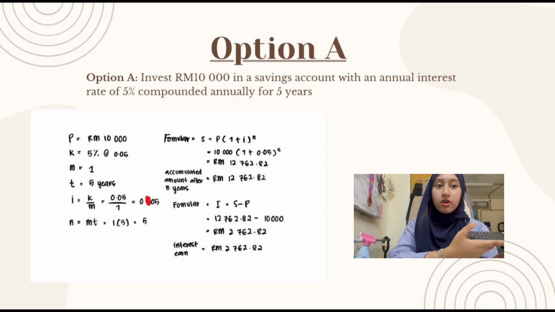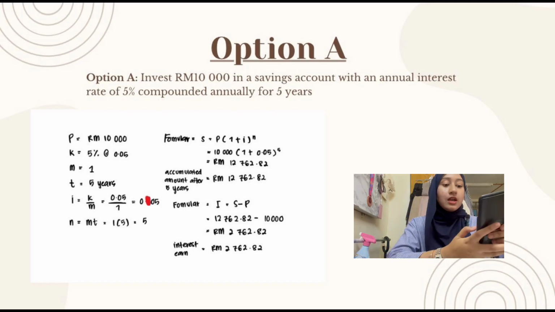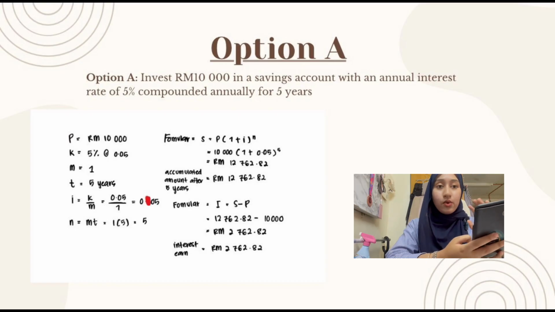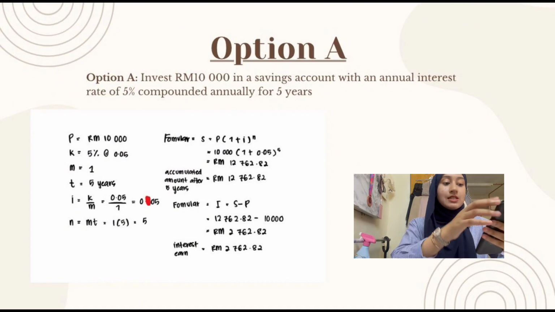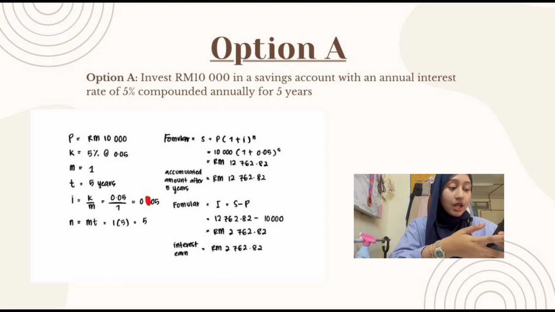Alright, since we already gathered all the information given in the question, right now we just need to find out the formula for compound interest. The formula for compound interest is S equals P in bracket of 1 plus I, to the power of N. So we just need to fill in all the information. Our P is 10,000. So you open a bracket, 1 plus our I, which is 0.05, and then to the power of N, which is 5. Your answer will be 12,762.82 ringgit. So that will be your accumulated amount after 5 years.